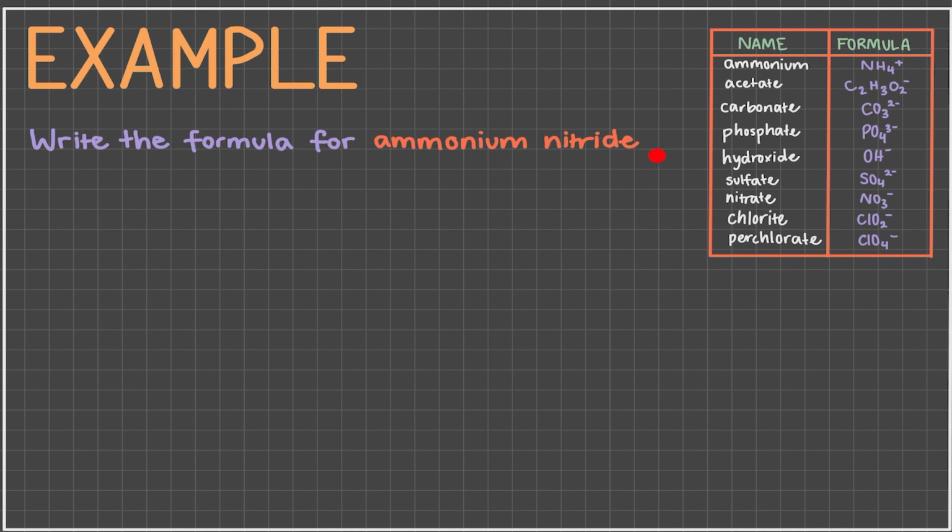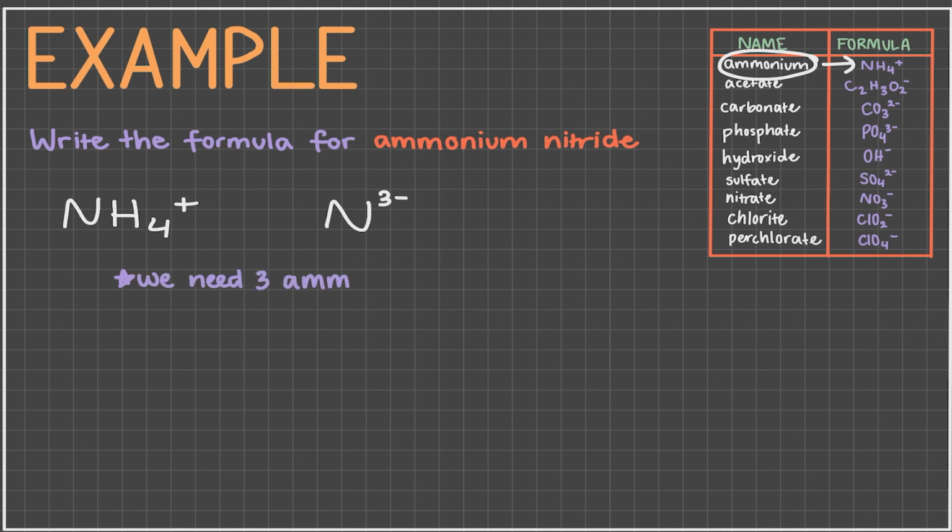Let's try another example together. Write the ionic formula for ammonium nitride. Ammonium is a polyatomic ion, and our list tells us that it has a charge of +1. Nitrogen has a charge of -3. Now ask yourself, do these charges cancel out? And the answer to that question is no, they don't.